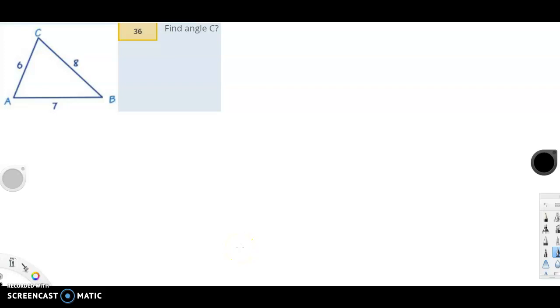Right, we have a triangle here. Find angle C, the angle up there. Now there's no right angle here, so Pythagoras and the trig ratios can't be used. So the only options then for angles is the sine rule, this sine rule here.